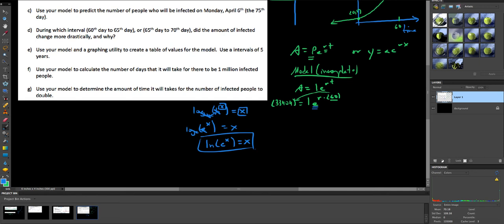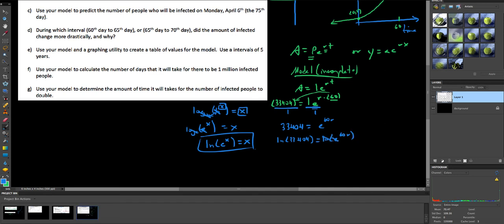So here's the idea. Let's get e by itself. That means we're going to divide both sides by 1, which you're going to think is absurd, but generally speaking, what we do is divide out the initial amount. We get 33,404 equals e to the 60r. At this point, I'm going to take the ln of both sides. So ln of 33,404 is equal to the ln of e to the 60r.